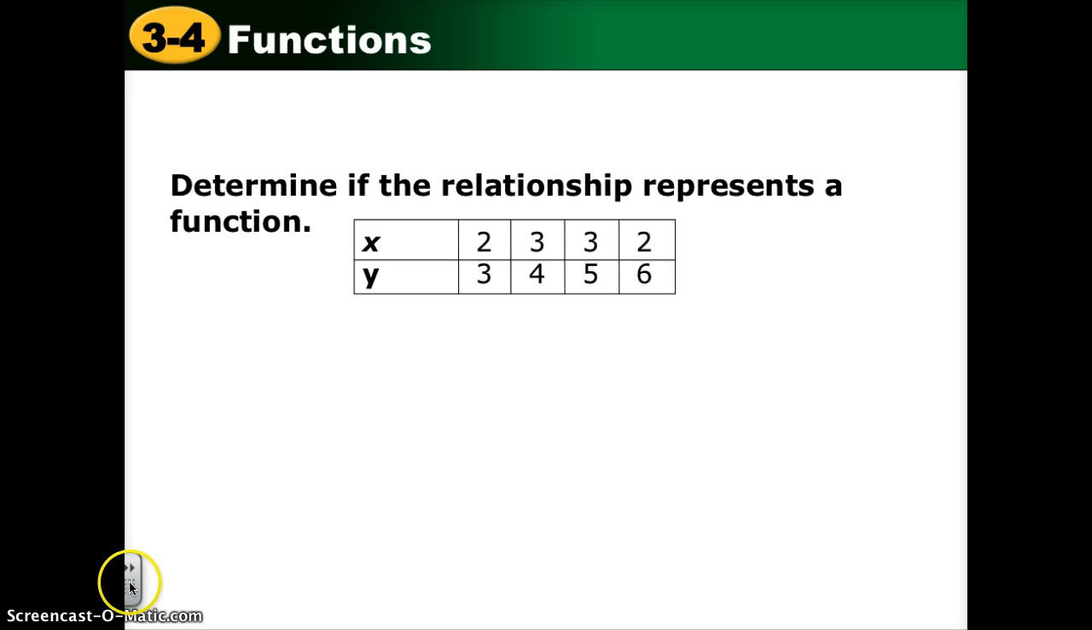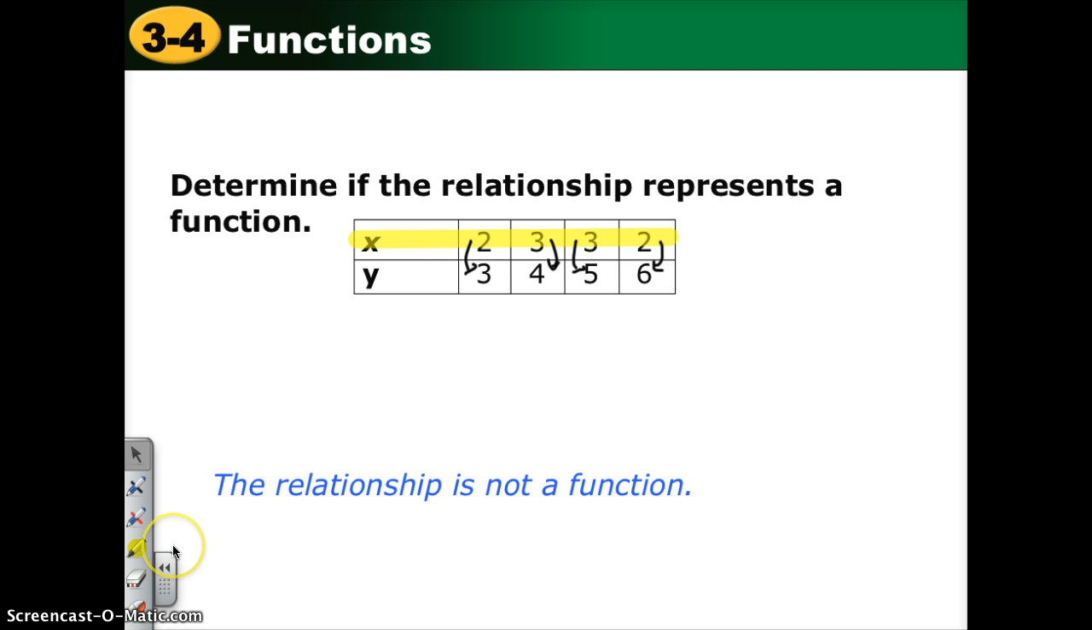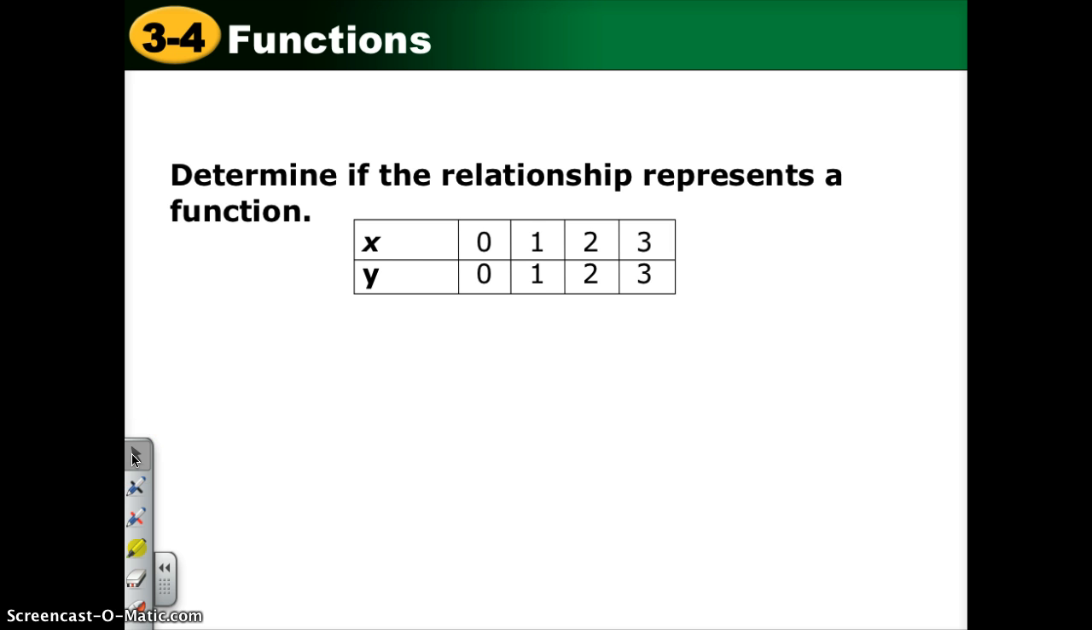Let's determine if the relationship represents a function. Look at the x values. Are they all different? No, we see repeated x values. And within that, we have 2 pairing up with 3 and 2 pairing up with 6. We have 3 pairing up with 4 and 3 pairing up with 5. This does not make any sense. This is not a function. Let's look at the next table. Check your x values. 0, 1, 2, 3, they're all different. The y values are irrelevant at this point because all of the x values are different. So this one is a function.